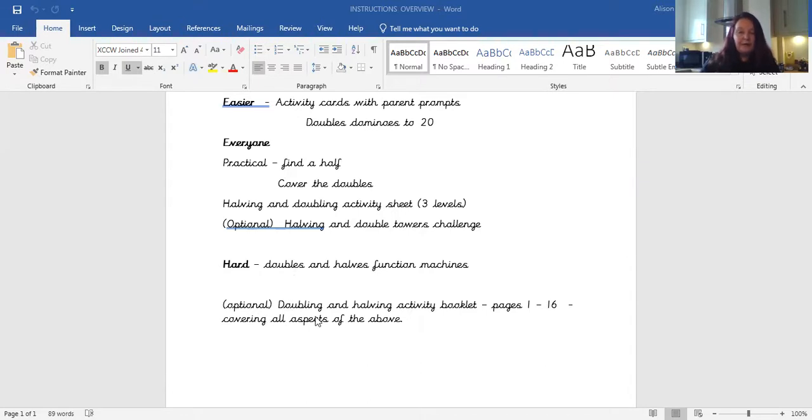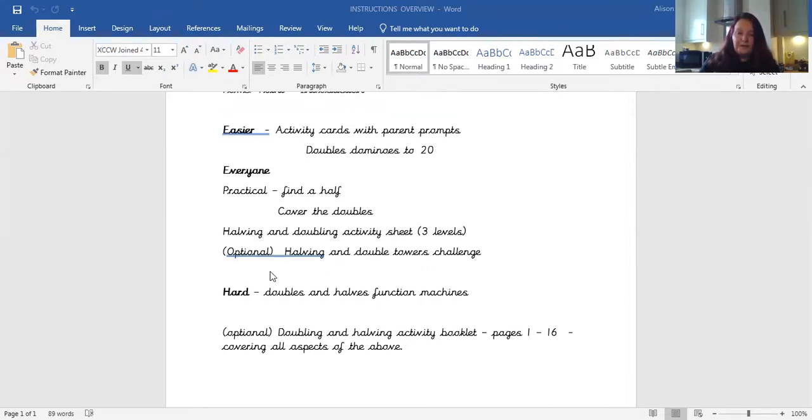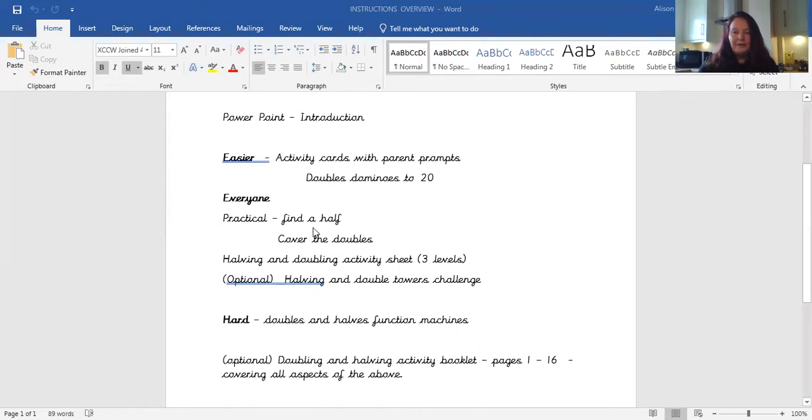And I've also included a doubling and halving activity booklet. Now, this covers all of these things above. But you don't need all of it, you just need pages 1 to 16. And that's sort of medium activities. So have a think. You don't have to do that though. All right, let me just show you the very first one.